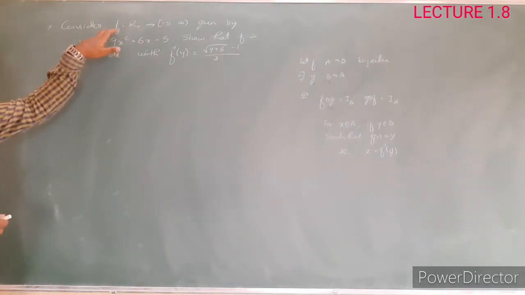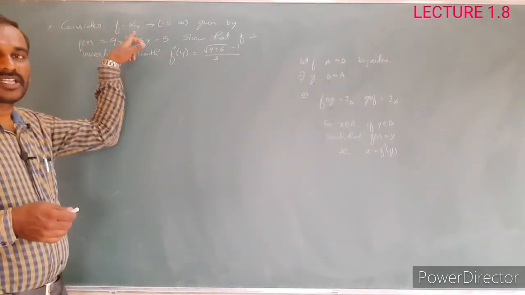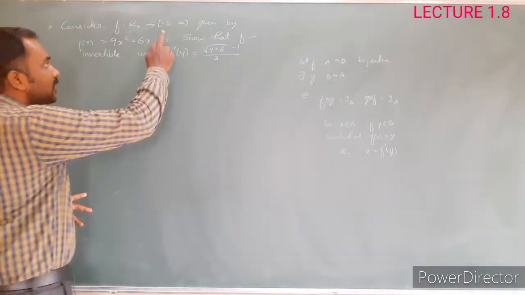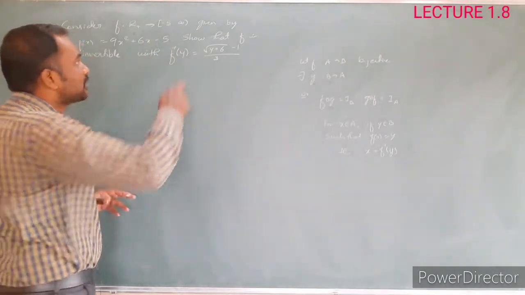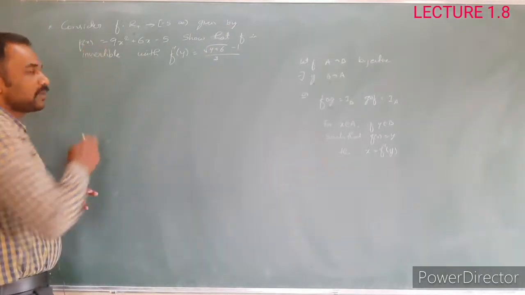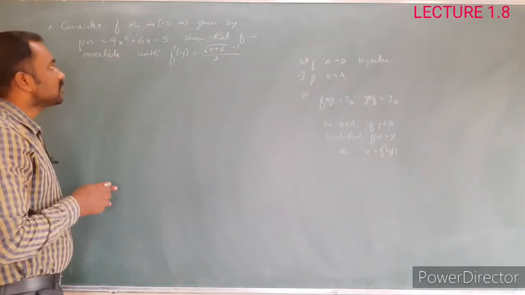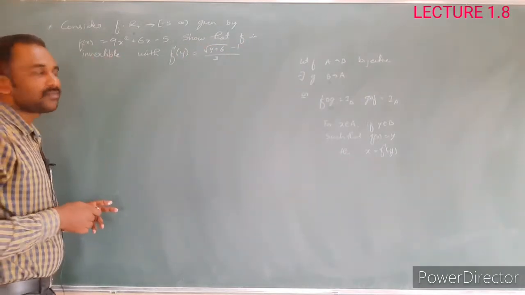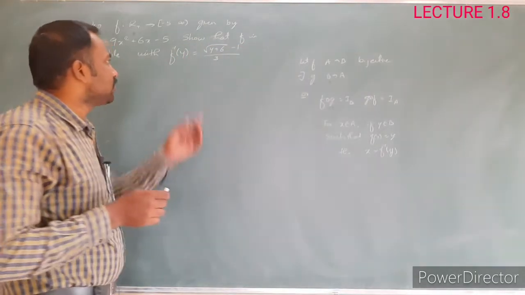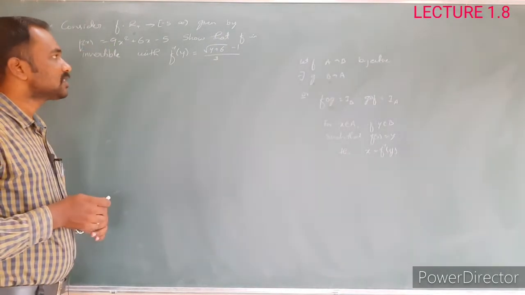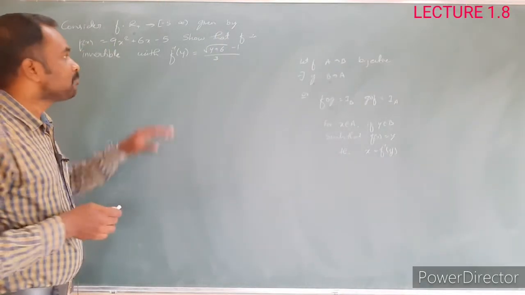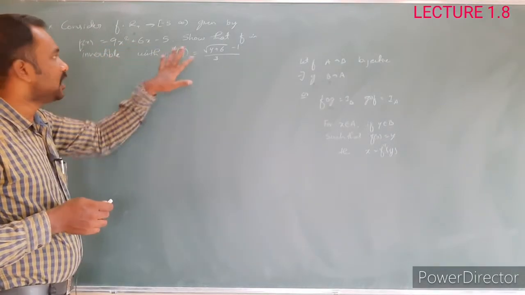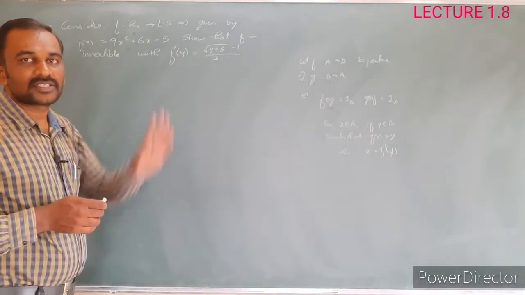Consider the function f from R plus, that is, positive real numbers, into the codomain set, the semi-closed interval minus 5 comma infinity, given by f of x is equal to 9x square plus 6x minus 5. Then show that f is invertible with f inverse of y is equal to root of y plus 6 minus 1 divided by 3. That means we need to show that the given function is invertible and the inverse is this.